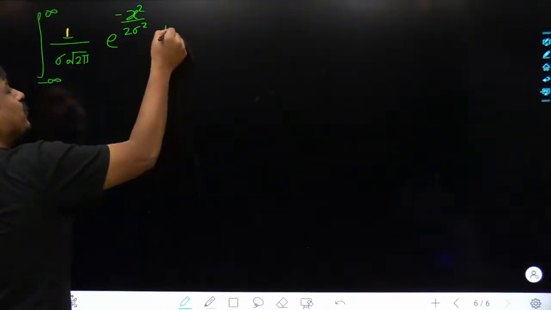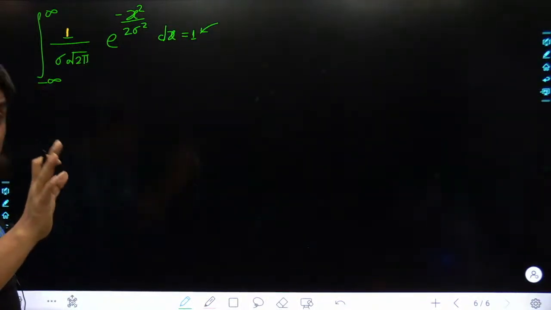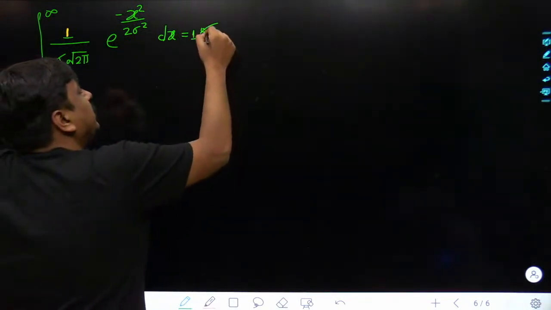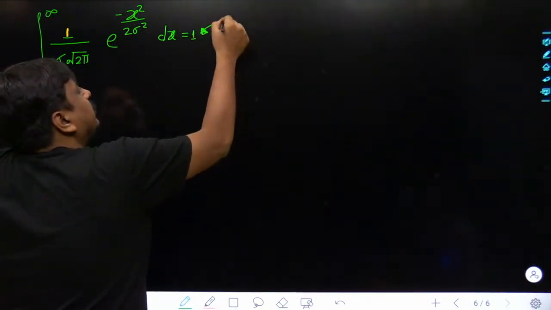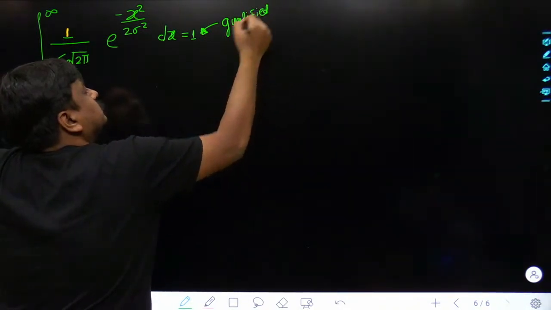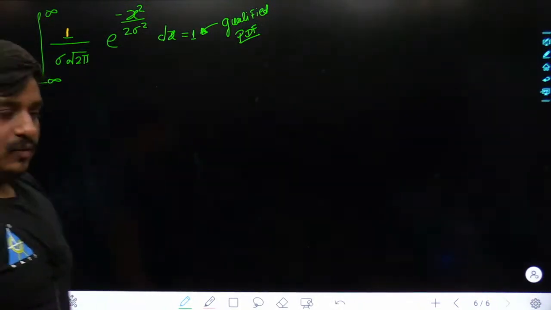So we have to prove its result would be 1. Then only this PDF would be a qualified PDF within the range of x equals minus infinity to infinity. Tell me, will you be able to do this?